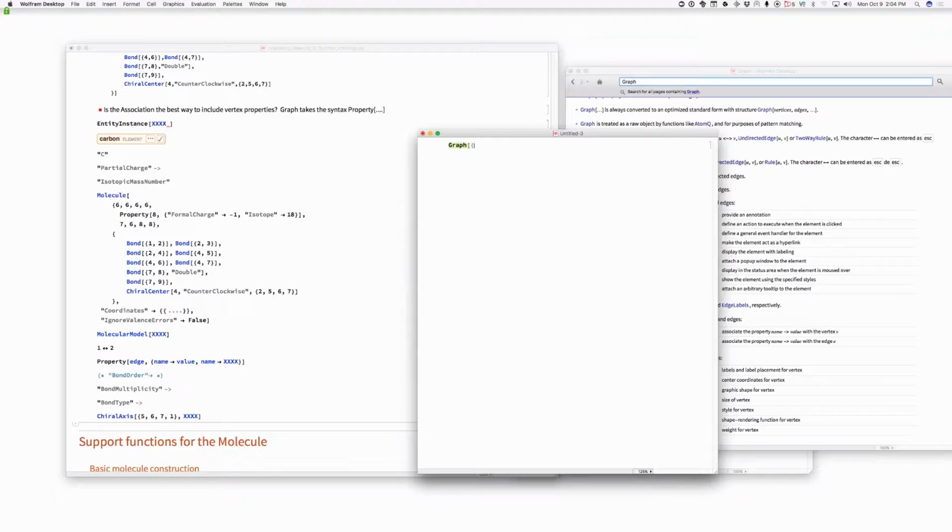Okay. And so these are the rules that the chemists came up with back in the 1950s to have a nomenclature for the handedness of the molecules.